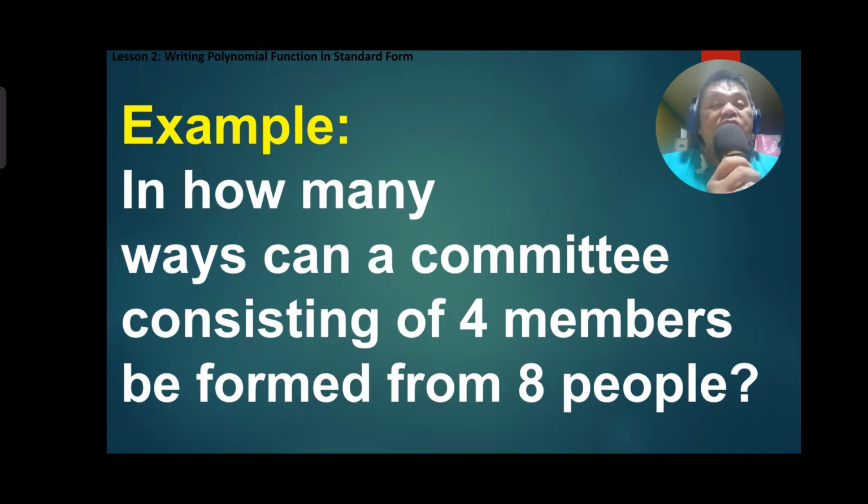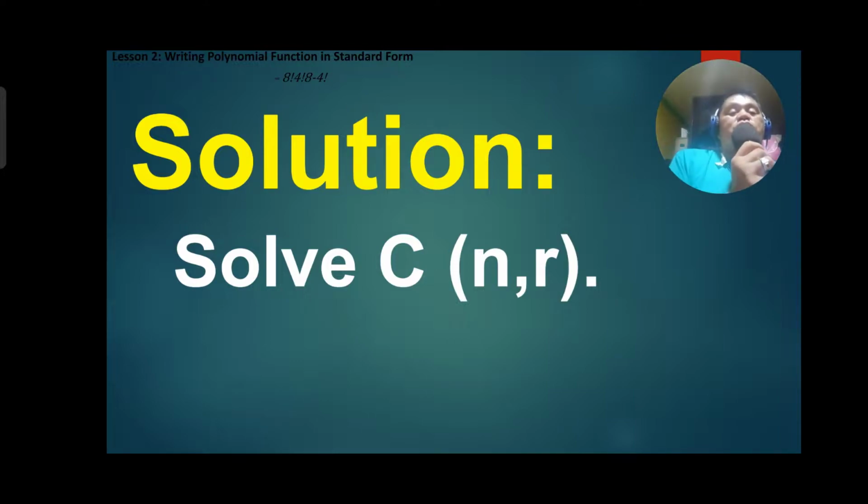Example. In how many ways can a committee consisting of 4 members be formed from 8 people? So you are going to form a committee of 4 from the 8 people. Solution. Solve the combination of n objects taken r at a time, or we have the combination of 8 people to form 4 members at a time.